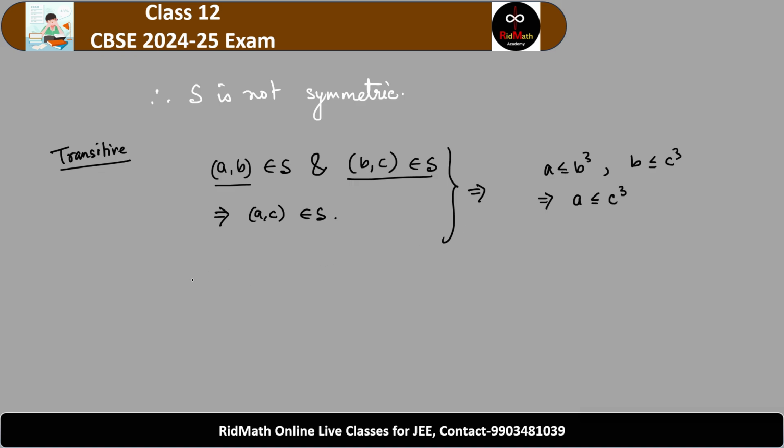Let us take an example. Let a equal to 9, b equal to 8 and c equal to 2. These all are real numbers, so no problem. Now check, 9 is less than or equal to 8 cube. That means a is less than or equal to b cube, and 8 is less than or equal to 2 cube. That means b is less than or equal to c cube.